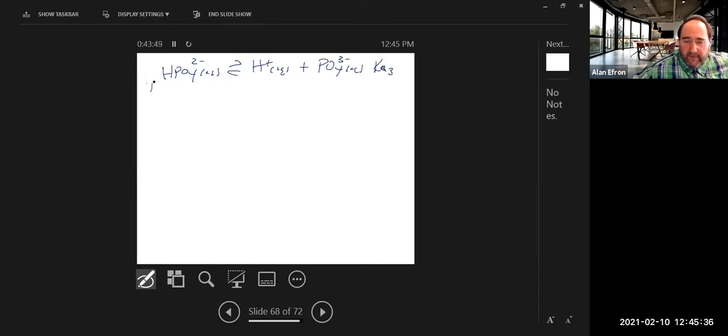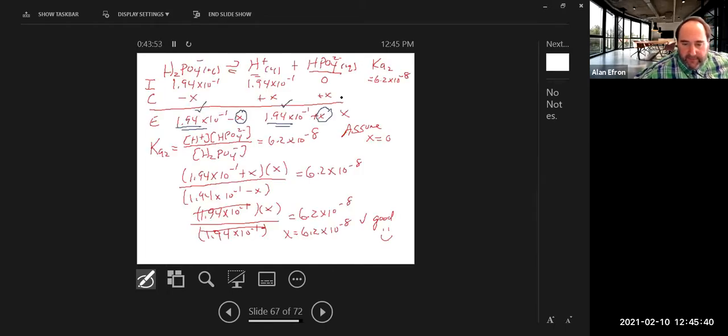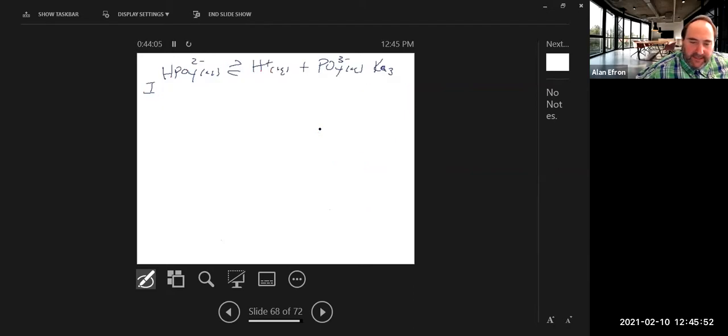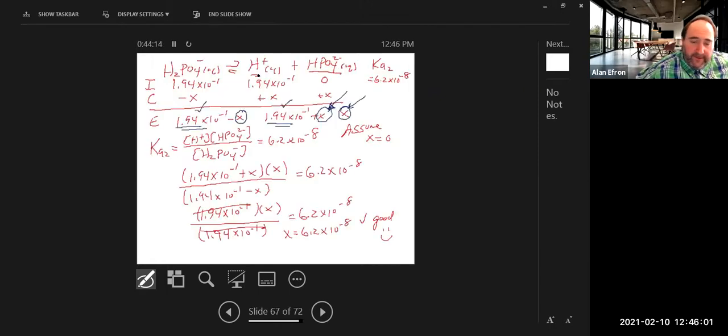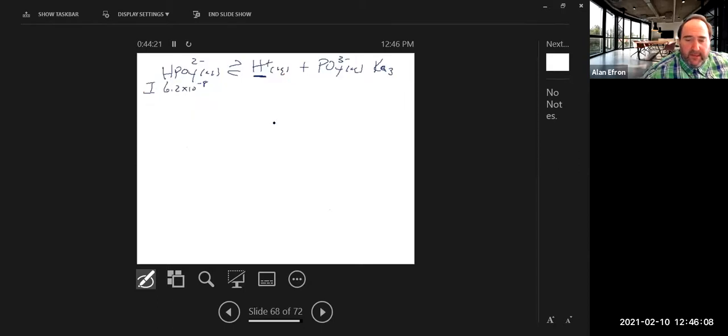Just like we did before, we need to reference back the previous table. So we do know that from the previous table, the HPO4 2 minus concentration is not where I drew that arrow. It's actually this arrow. There we go. It is 6.2 times 10 to the minus 8. So that would be our initial on this table. Just like before, we still have some H plus floating around from the first table and this table, and it's still 1.94 times 10 to the minus 1.